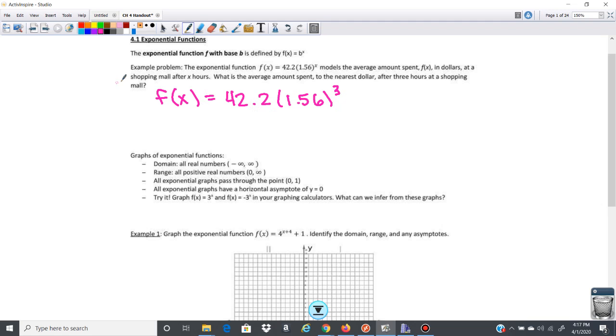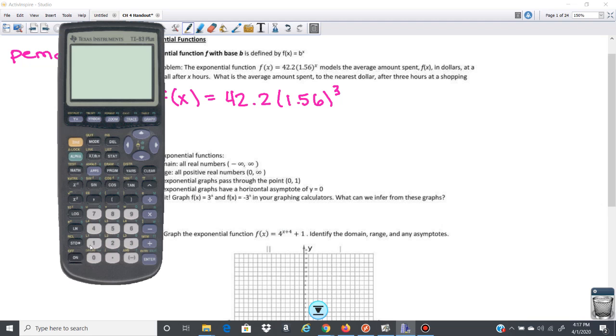Now, when we're doing exponential functions, we just want to keep in mind the order of operations. And just remember that exponents are going to come before multiplication. So if I pull up my calculator here and I put this in, I could put this in just like that. It should be fine. But if I'm going to do them one at a time, I am going to want to raise it to the exponent first. So 1.56 to the third, and then times 42.2.